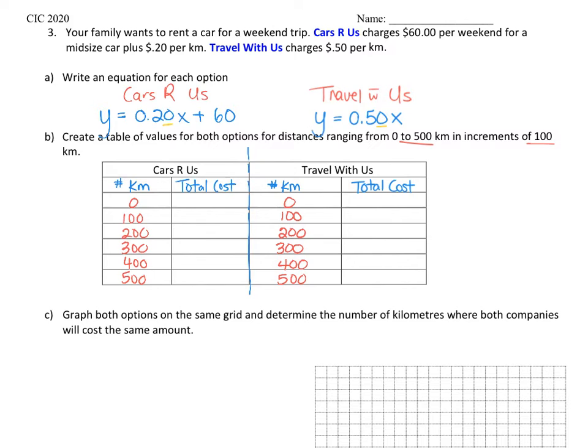Now, pause the video and see if you can fill in the total costs by yourself, and then come back and see how you did, please. And just to remind you how to do this using this one particular value, you're going to take 200, you're going to put it in the spot of x, so you're going to do 200 times 0.2, and you get 40, and then you're going to add the 60, right? And so this value is 100 there. Keep going on your table.